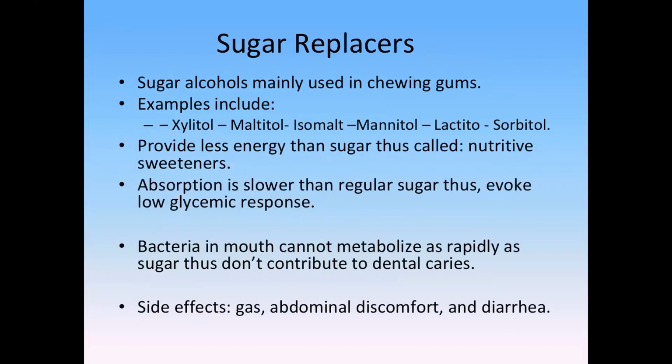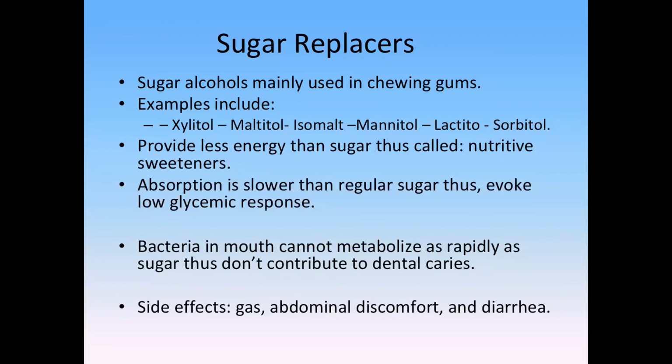Now, sugar replacers are something different from the artificial sweeteners, because they can provide some energy, like sugar alcohols, mainly used in chewing gums. Examples are all the names ending with "ol", like maltitol, mannitol, or sorbitol. They can provide energy, but less energy than sugar, and are called nutritive sweeteners.